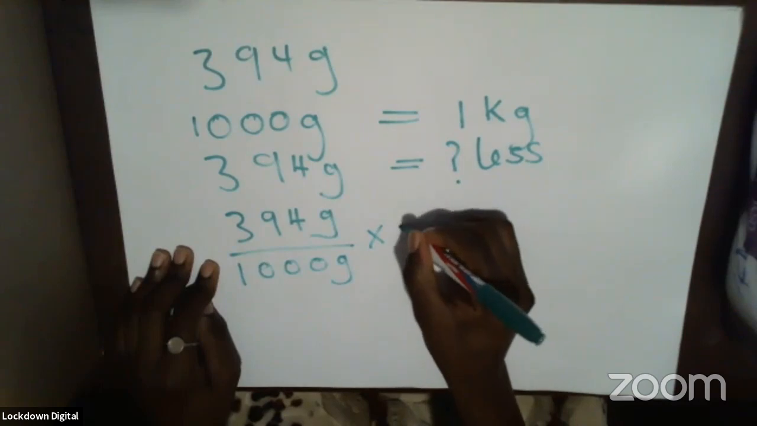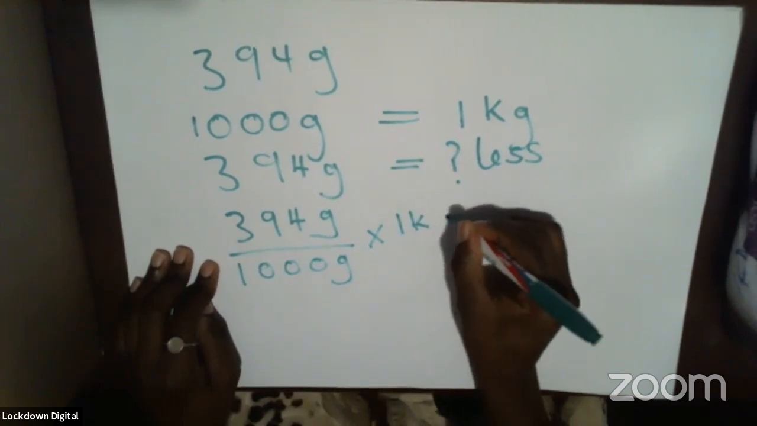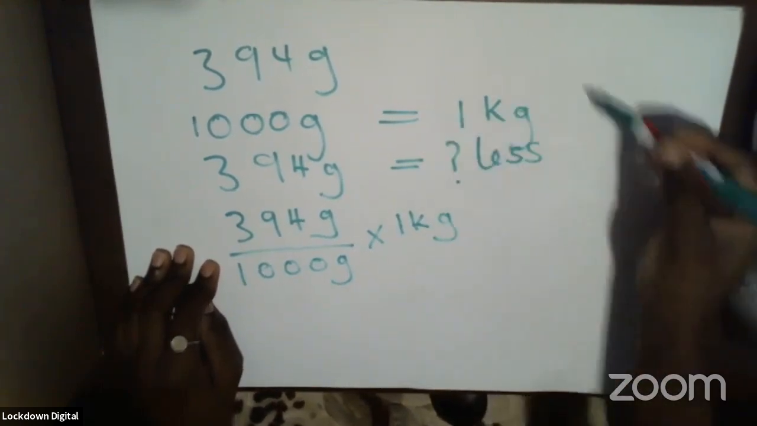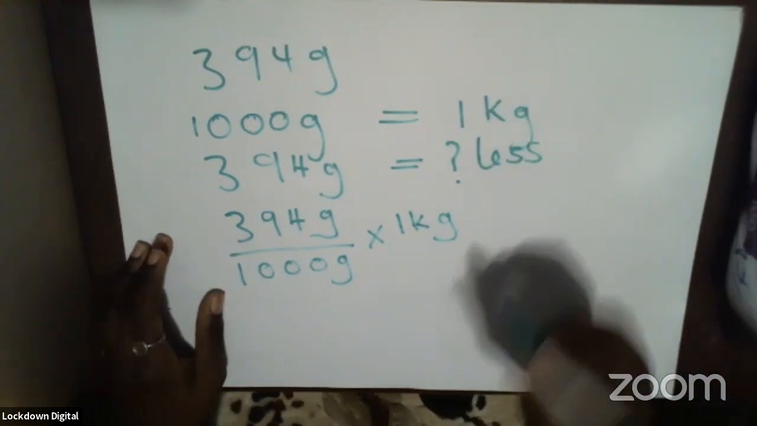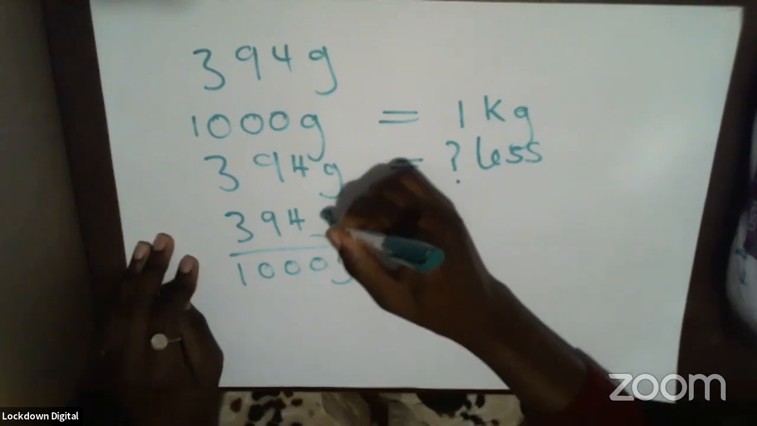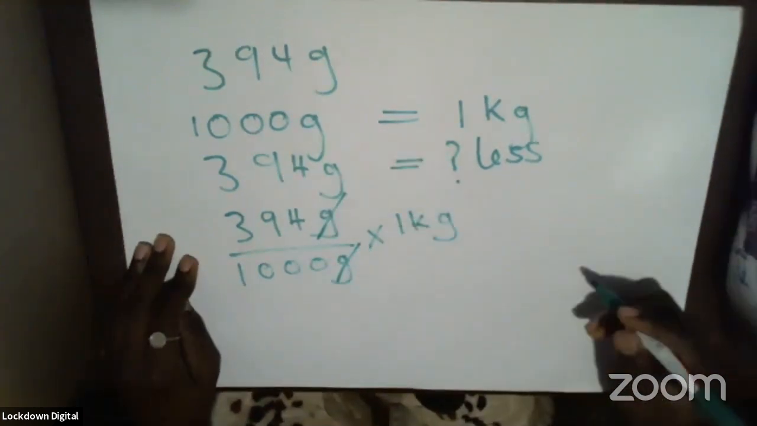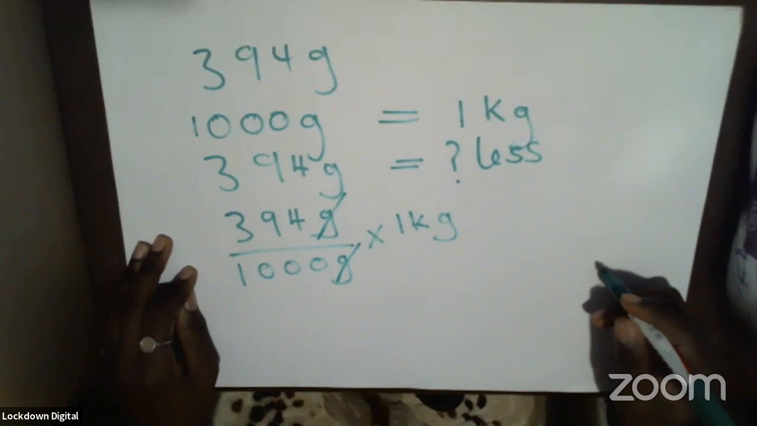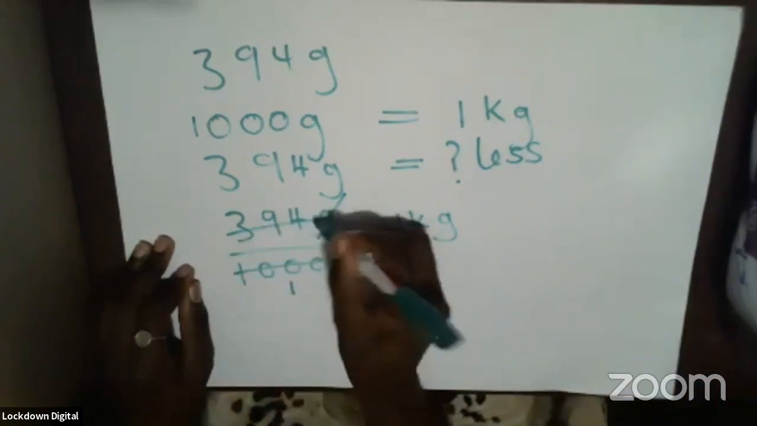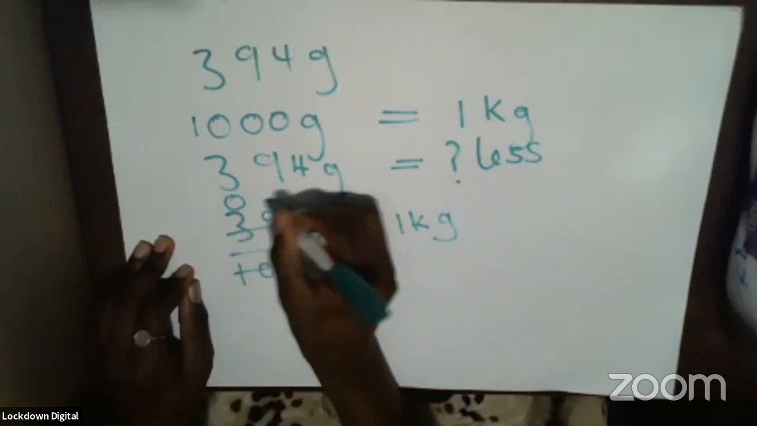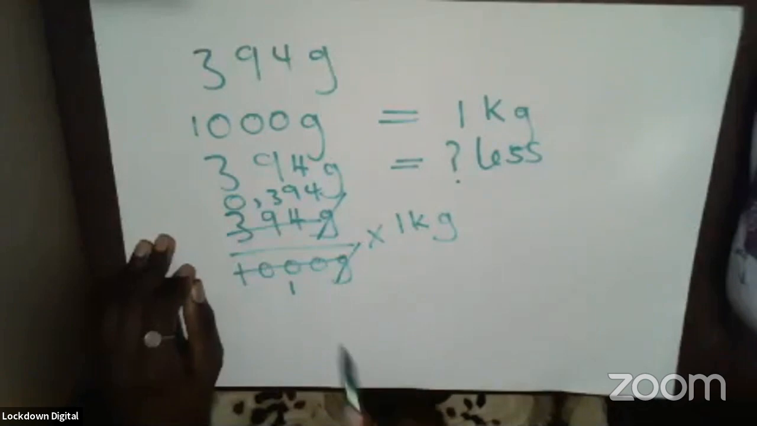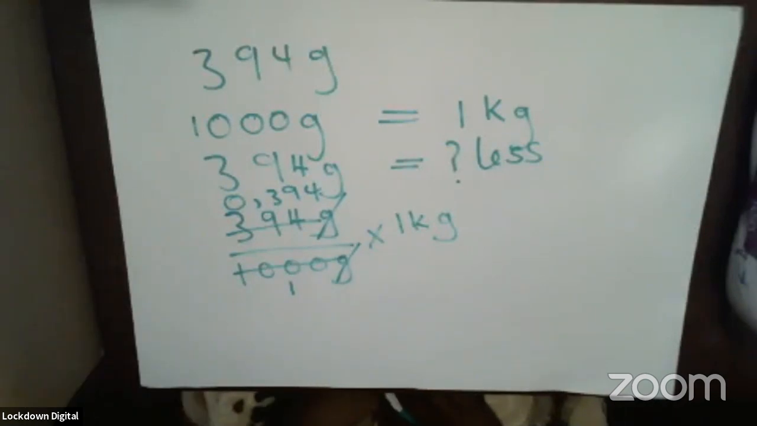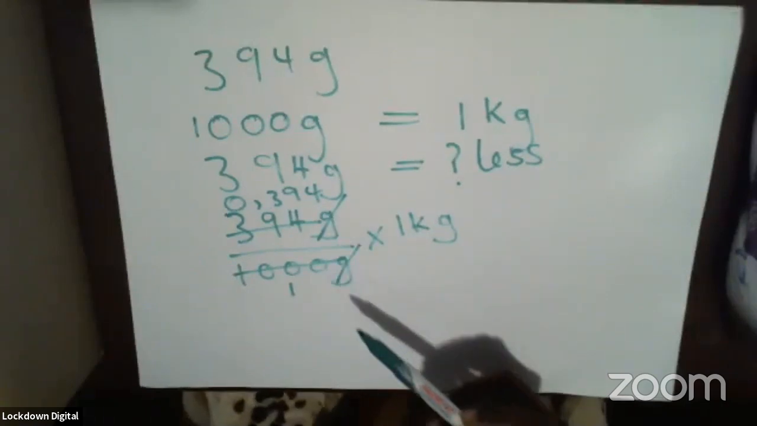Multiplied by the quantity. Our quantity is always on the right side. So how do we do the multiplication? Grams and grams, they cancel out. We have 1,000 into that, 1,000 into that, we have 0.394. But remember, guys, we have no units here because we have cancelled out the units that we had previously.